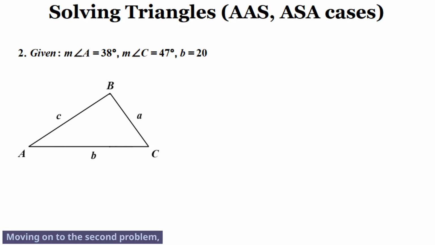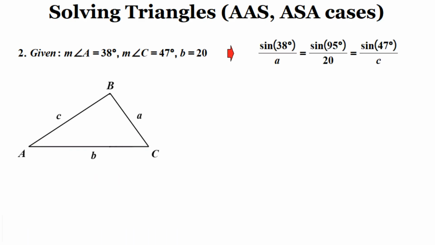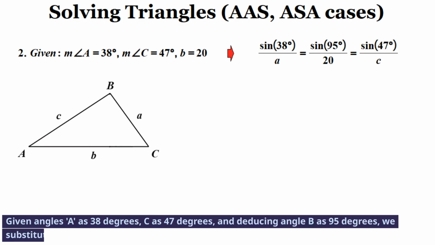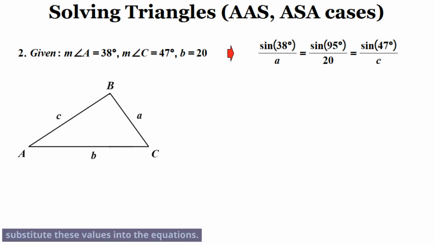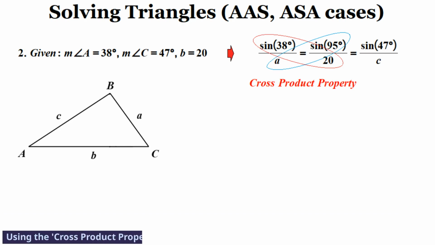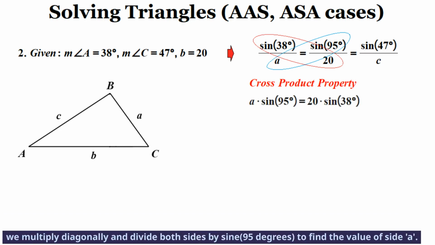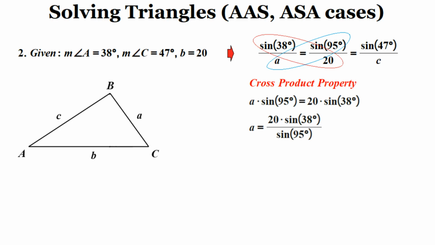Moving on to the second problem. It falls under the angle-side-angle case. Given angle A as 38 degrees, angle C as 47 degrees, and deducing angle B as 95 degrees, we substitute these values into the equations. Using the cross-product property, as before, we multiply diagonally and divide both sides by sine 95 degrees to find the value of side a.